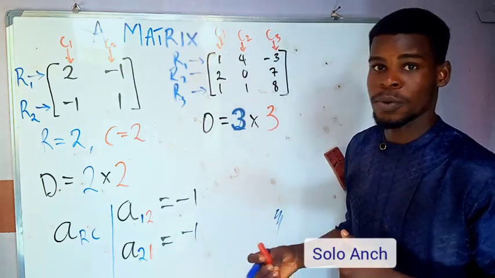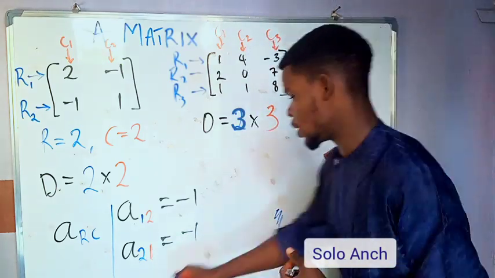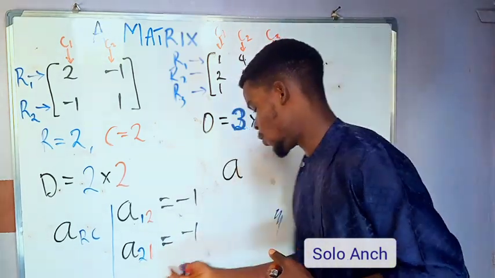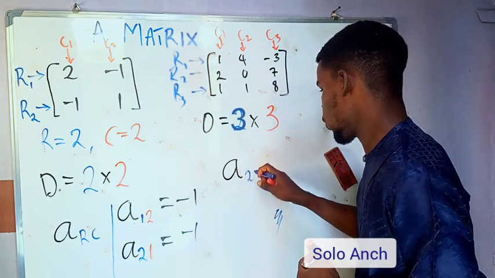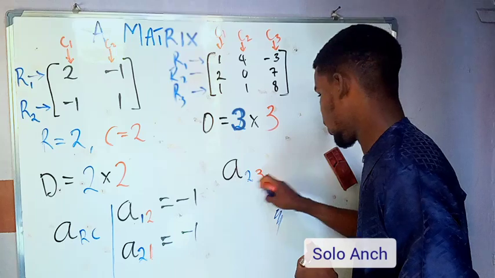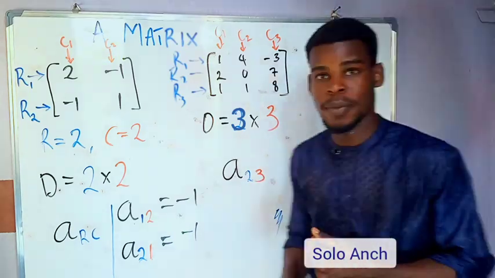If I ask you, put your answer in the comment section below: what is this element? Maybe the entry with the row being 2 and the column being 3. What is this going to be equal to? Put your answer in the comment section below.